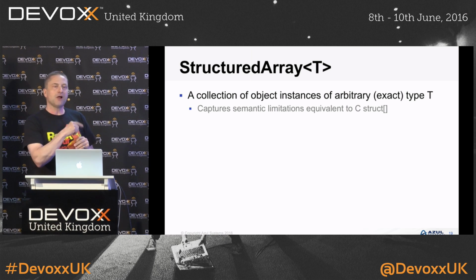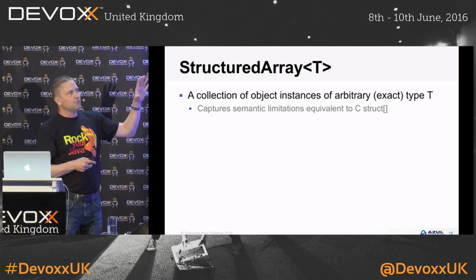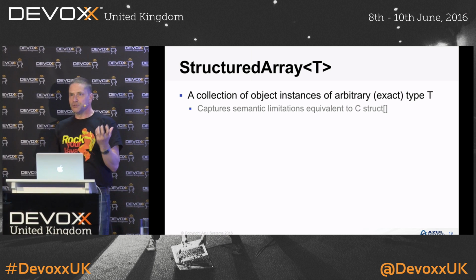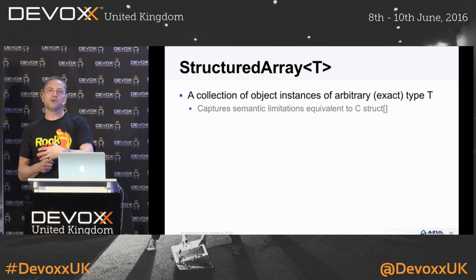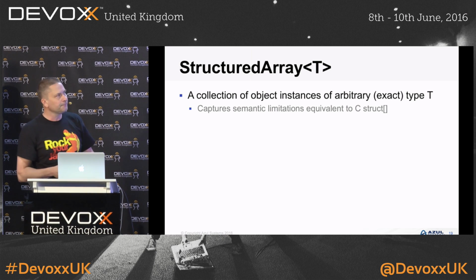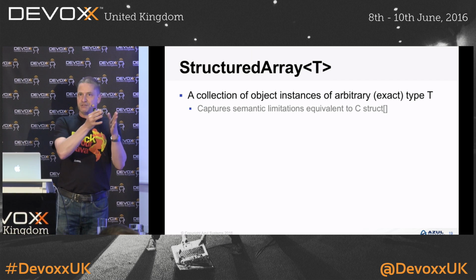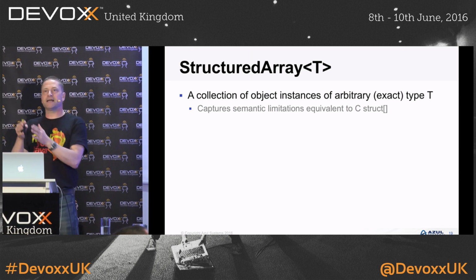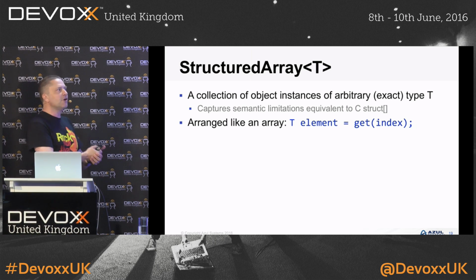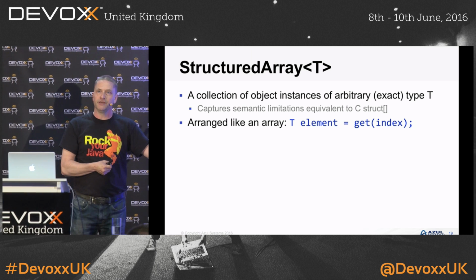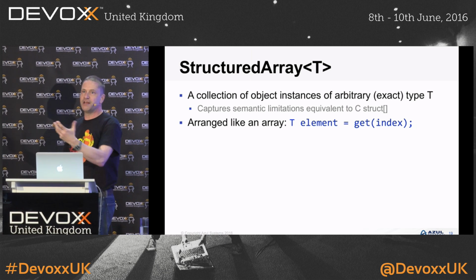So this is where we get around the problem of not being able to put a filled square in an array of squares. So what we're saying is that you can store squares in this structured array, but you can't then change something to be a subclass of what it is you're storing. So it very much captures the idea of an array of structures. So it's this immutable array of exact same types. It is arranged like an array. So there's a get method associated with it, which takes a value, which is the index, and will return you the element that's stored at that index.